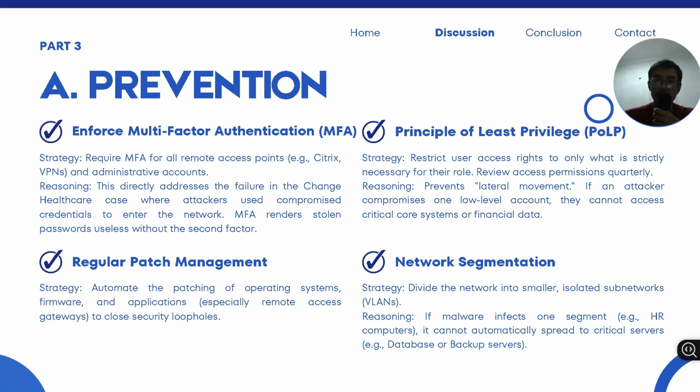So how do we do network segmentation? We can divide the network into smaller isolated subnetworks, or VLANs. Why? Because if malware infects one segment, it cannot spread to critical servers because it is segmented.